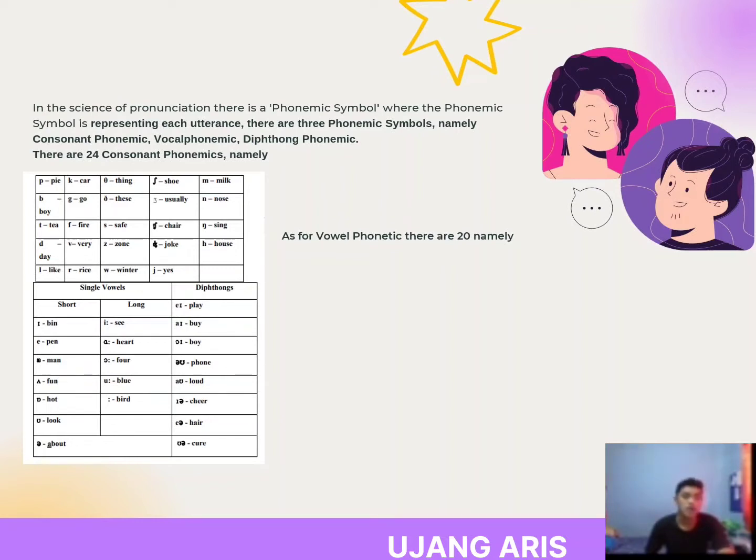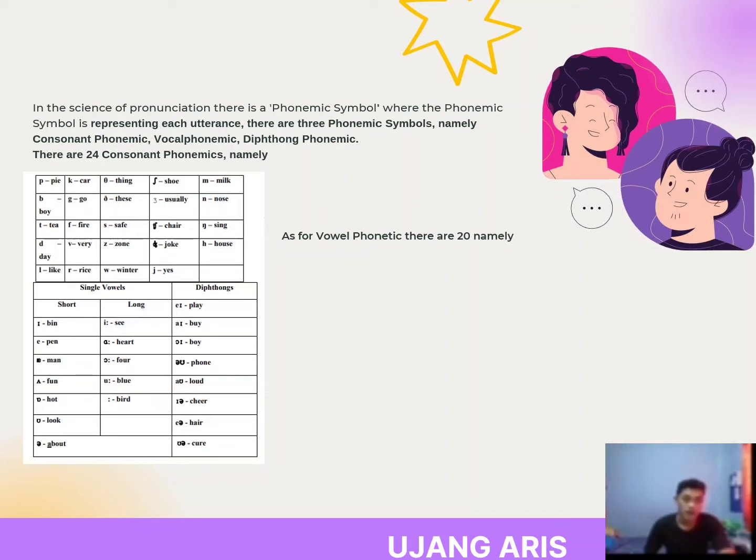There are 24 consonant phonemes: pea, bee, car, sing, sue, meal, go, dash, usually, nurse, see, free, safe, share, sing, day, ferry, June, zoo, house, lake, race, winter, yes.